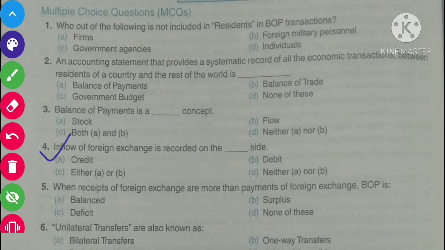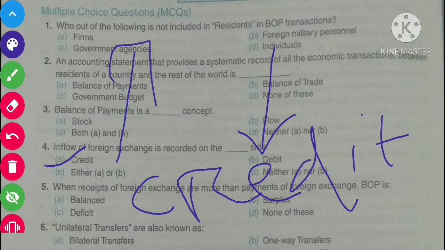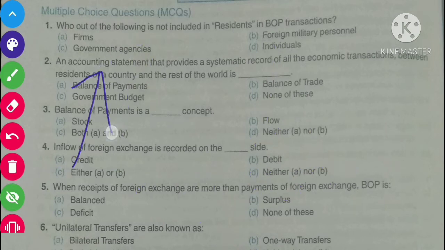Inflow of foreign exchange is recorded on dash side. Option A, credit. Option B, debit. Option C, either A or B. Option D, neither A nor B. Its correct answer is option A, credit. When there is inflow of foreign exchange or foreign currency, it is recorded on credit side, and when there is outflow of foreign exchange or foreign currency, it is recorded on debit side.